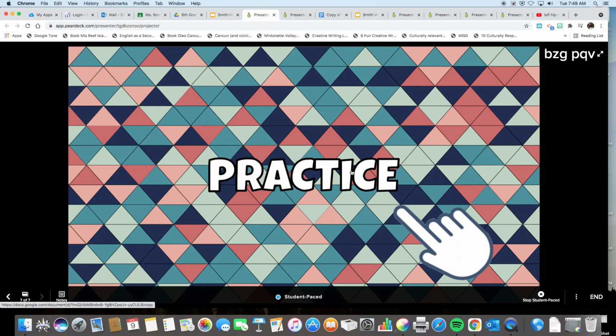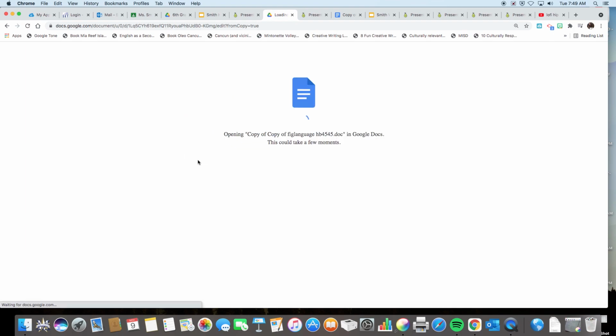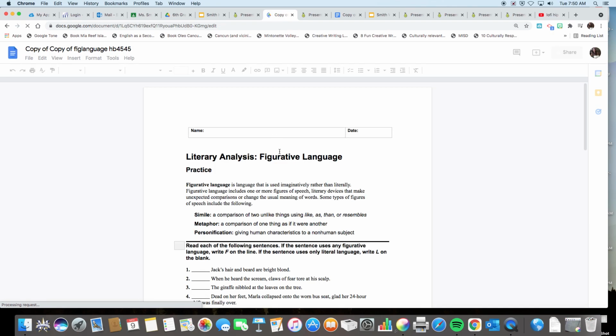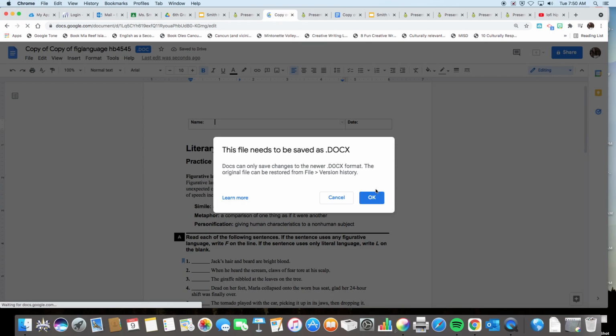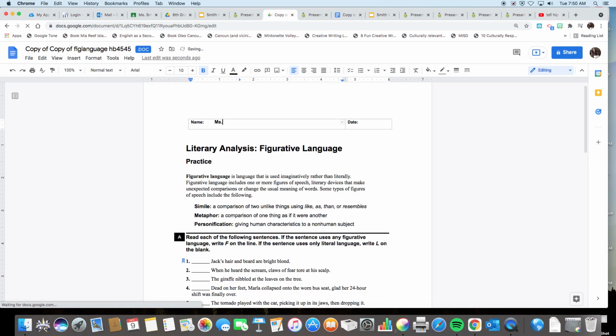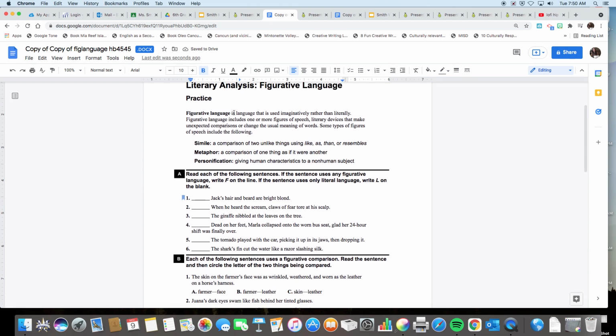Then this slide right here is really what I wanted to show y'all. So when you click on this word practice, it asks you to make a copy. So you're going to do that. And it'll take a few moments. And then you're going to write your name here in the box, okay? So I'll write my name. And then just press OK if this little notice comes up, okay? And then right here it says that this is figurative language practice.